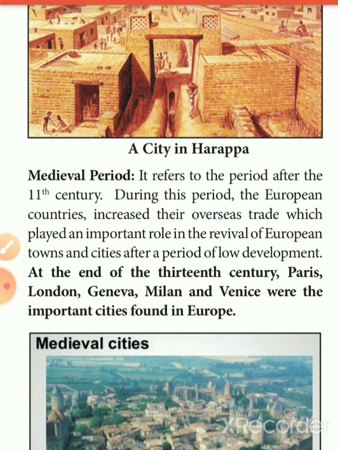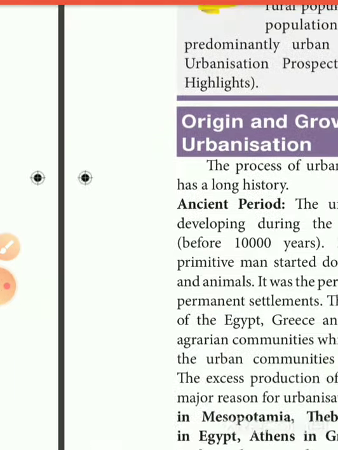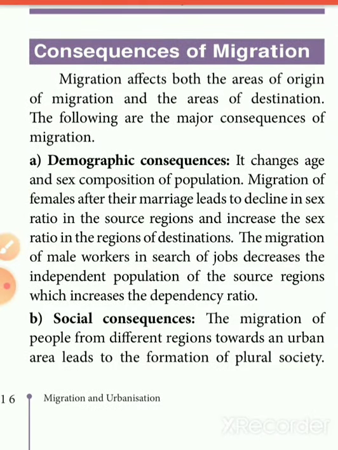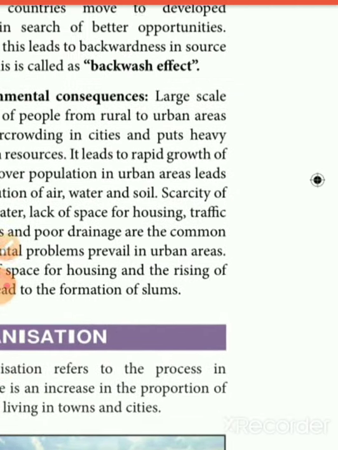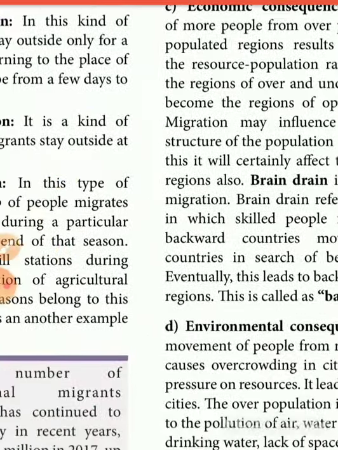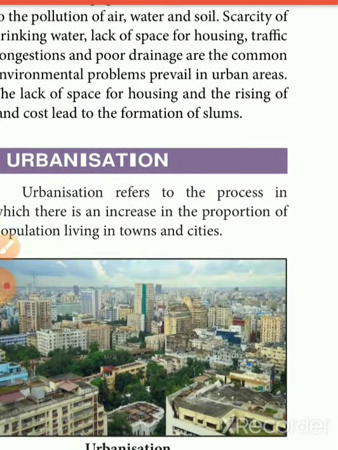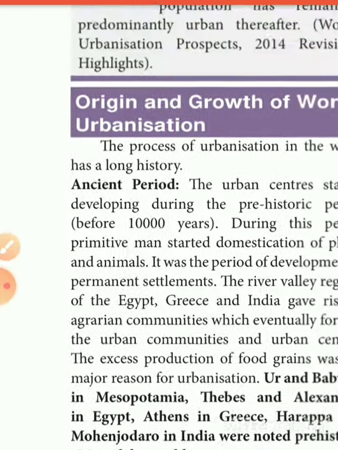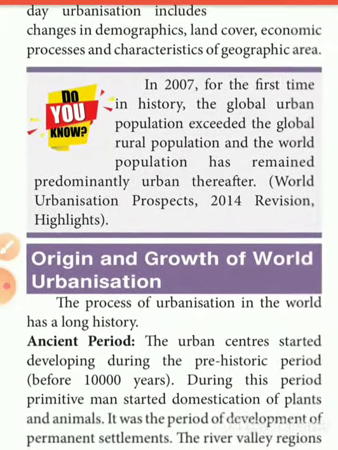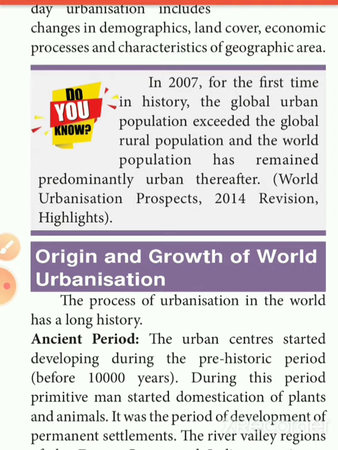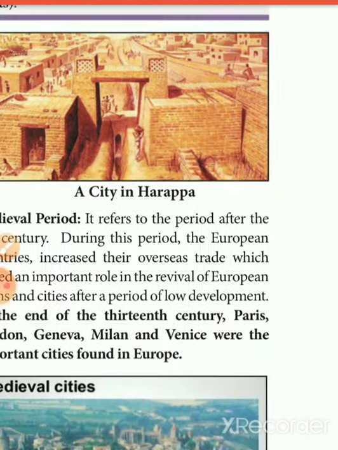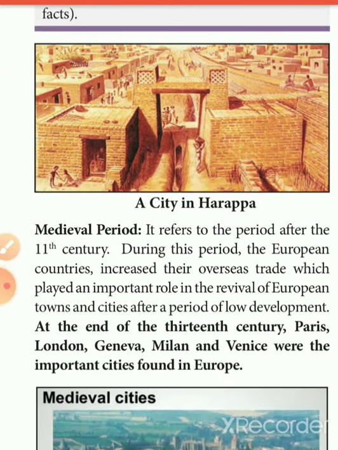Okay students, today we discussed a few topics. The first is the consequences of migration: demographic, social, economic and environmental consequences. Next we discussed urbanization, the causes of urbanization, and the origin and growth of world urbanization. These are the things we discussed in this class.